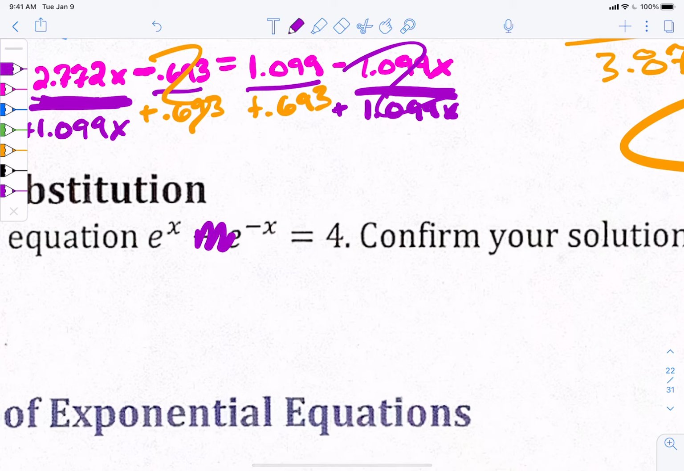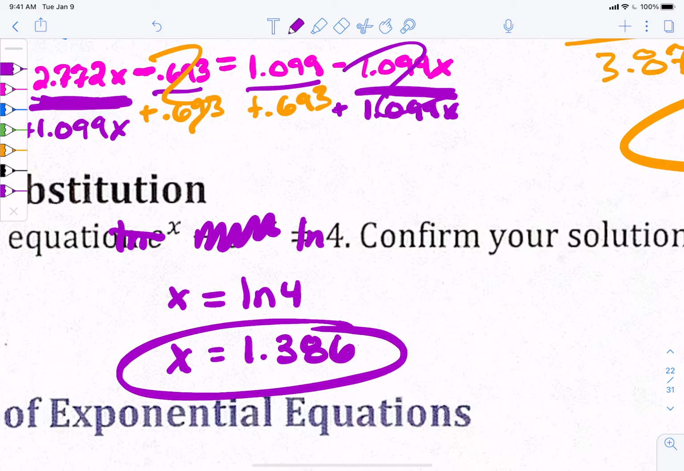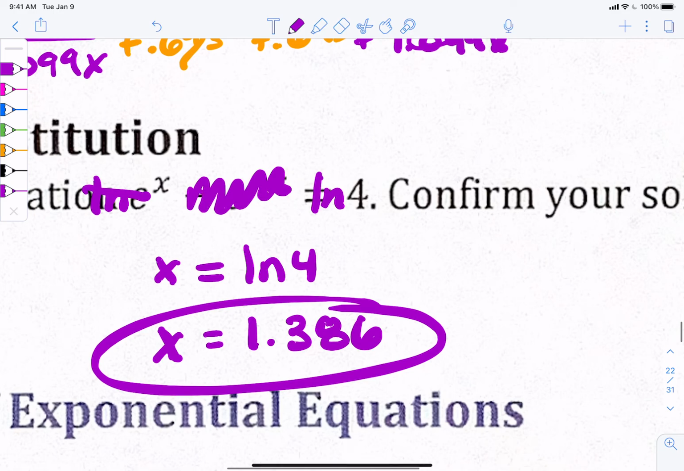Now this is why I like to use ln instead of log, right? Because ln and e, what happens to ln and e? They cross out, so I just have x equals ln 4, and then you can solve that as a decimal, right? That makes sense? Which is 1.386. There you go. Blink and you miss it. I just didn't like that problem with the minus e to the negative x, because it's super gross and I don't like it. So I'm not going to do it.